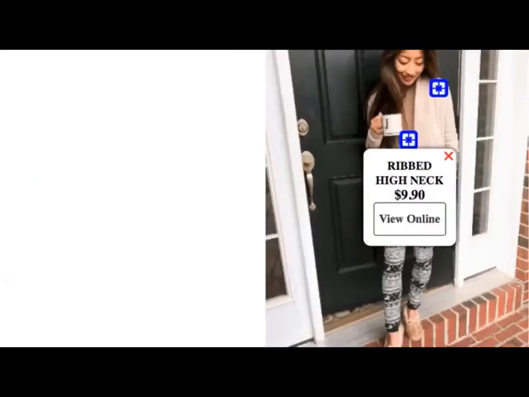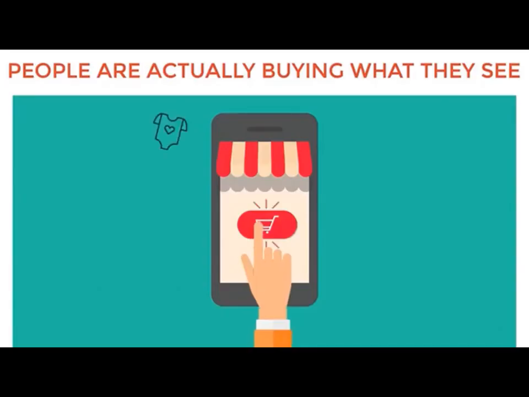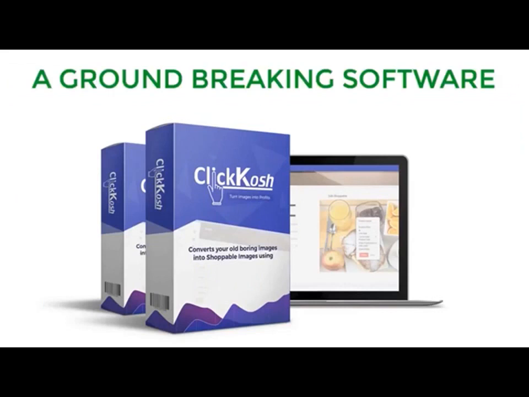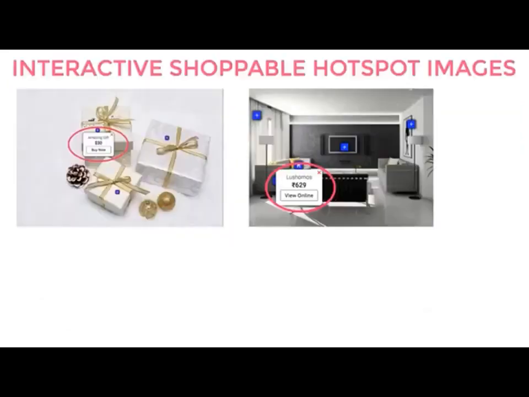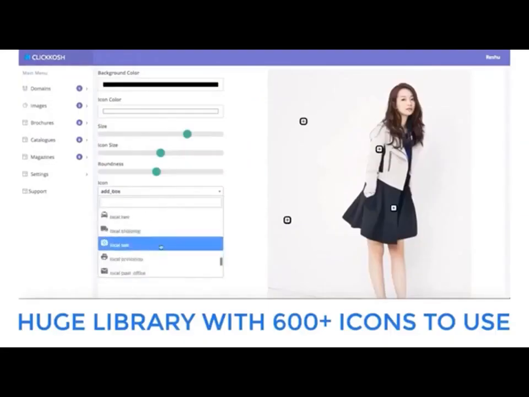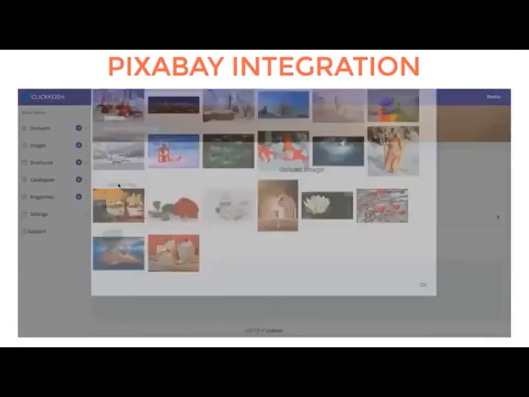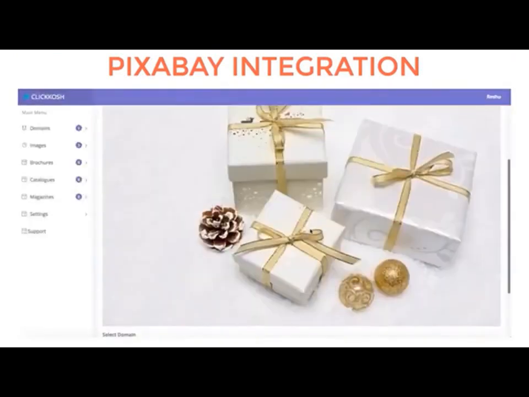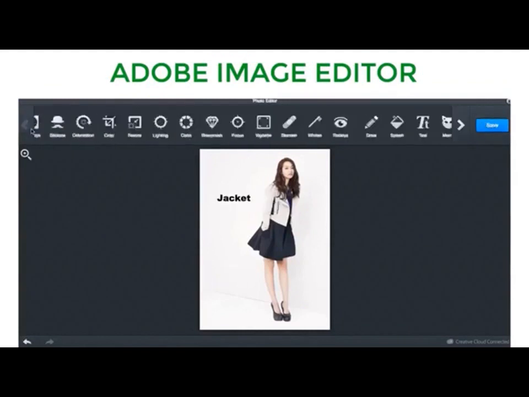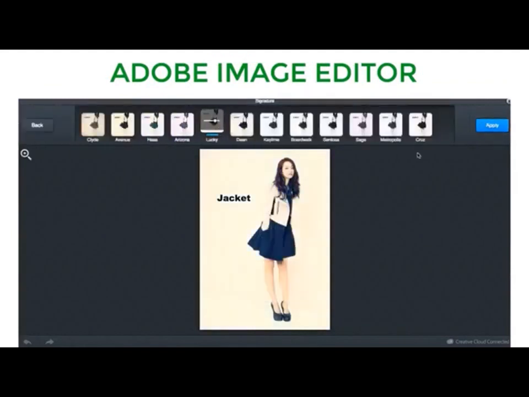These shoppable images are proven to convert because people are actually buying what they see. And the best part, you could promote multiple products or links in just one go. It makes ClickKosh a groundbreaking software with features like interactive shoppable hotspot images, a huge library with 600 plus icons to use, Pixabay integration so you'll never have to pay for stock images, Adobe Image Editor, so you don't have to pay for those fancy and expensive editing software.